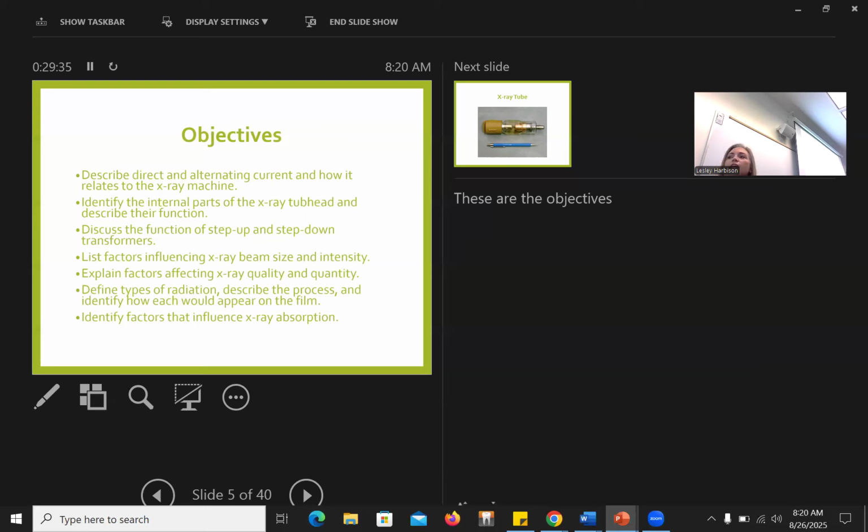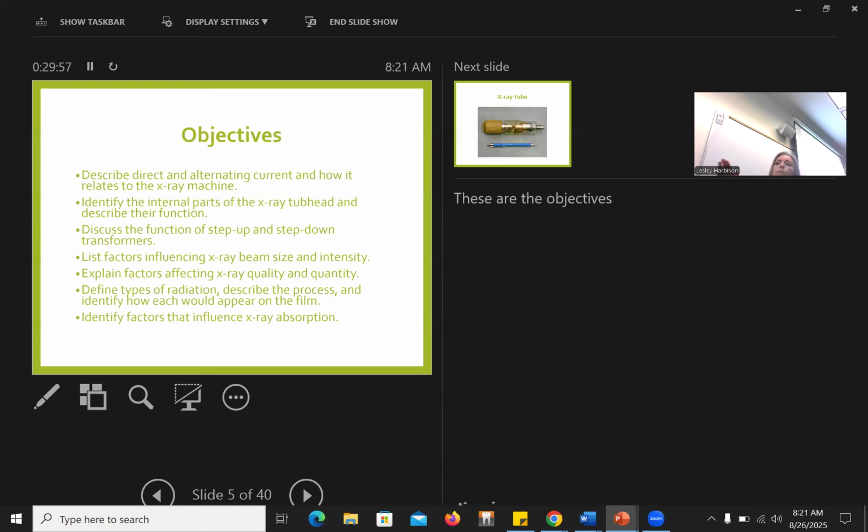Explain factors affecting X-ray quality and quantity. We'll talk about that. Define types of radiation, describe the process, and identify how each would appear on the film. That objective there, I'm like, I don't know, I'm not so sure I like that second part. Identify factors that influence X-ray absorption.